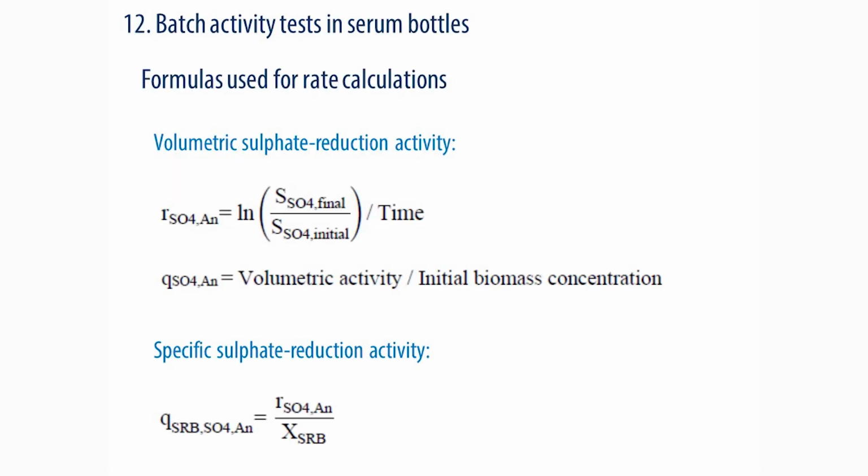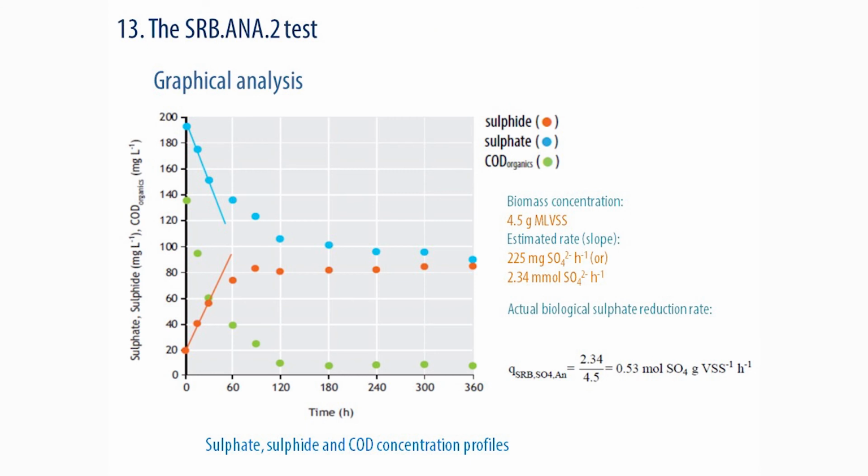The volumetric sulphate reduction rate and the specific sulphate reduction activity can be estimated according to these formulas. As an example, a typical profile obtained from an SRB activity test is presented here. The slope calculated in this example is 225 milligrams of sulphate per hour, which corresponds to 2.34 millimoles of sulphate per hour.